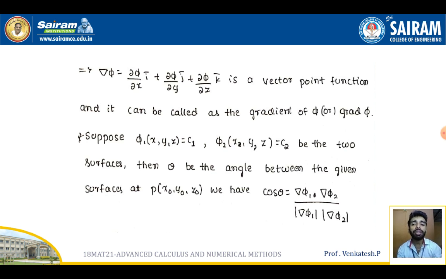Suppose I have two scalar functions here, that is pi1 of x comma y comma z is equal to c1, and pi2 of x comma y comma z is equal to c2, with the two surfaces I'm taking here. So now I want to find the angle between these two surfaces.